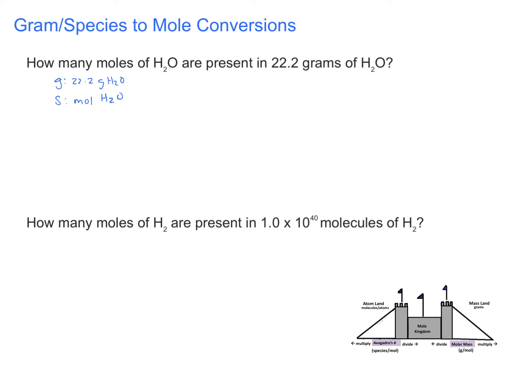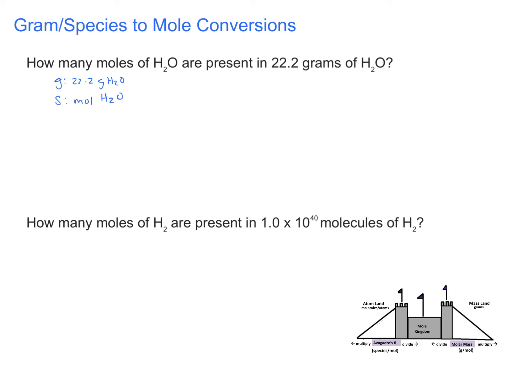And if we look at our kingdom, we notice that first of all our given is in grams, so we know that we're starting in mass land. And what we're trying to solve for is in moles, so we need to go from mass land into the mole kingdom. That means that we are going to be dividing, because in order to get into the kingdom, you need to divide and conquer. And what we're going to be dividing by is the molar mass.